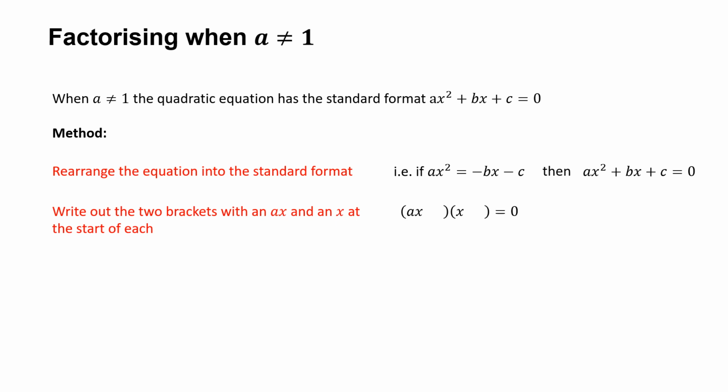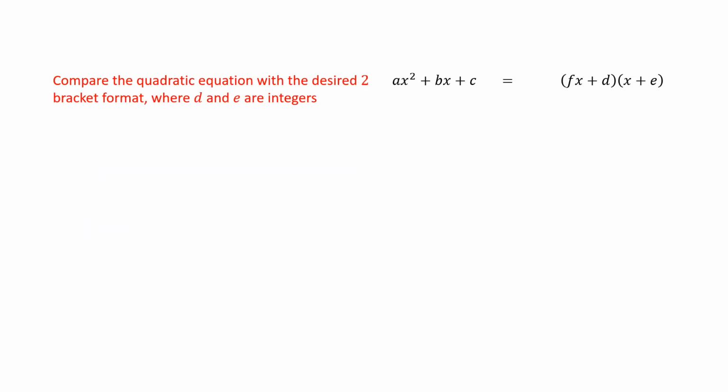When it comes to the brackets, we're going to have an ax term in one bracket and an x term in the other bracket. So that's one slight difference from the previous examples where a was equal to 1. And now we actually have slightly different conditions for finding those values of d and e.